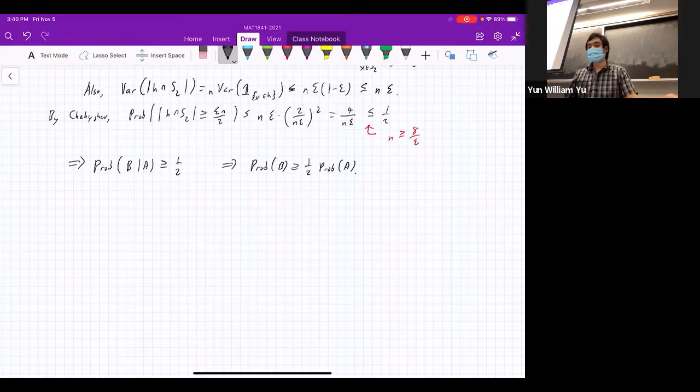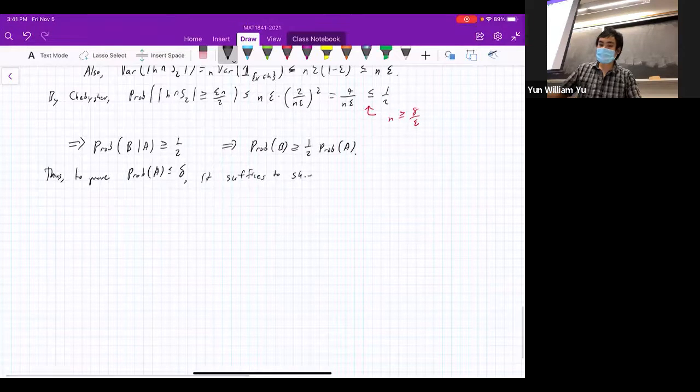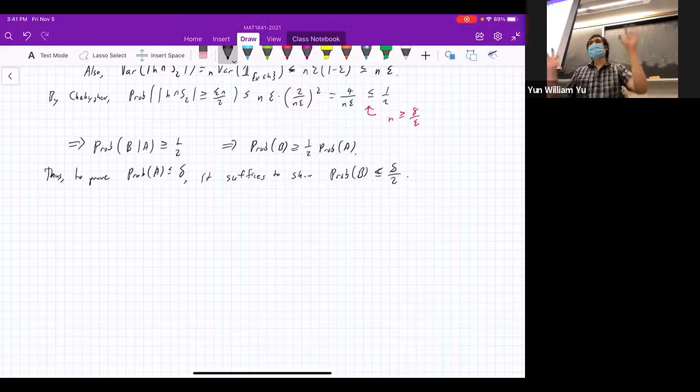If B given A has at least 1/2 probability, then the probability of B is at least 1/2 of the probability of A. So, to prove that the probability of A is less than or equal to delta, it suffices to show that the probability of B is less than or equal to delta over 2. All we did here is introduce this new set S2, that's disjoint from the set S1, and now all we have to do is bound this other event probability B, which is going to be slightly easier for us to characterize.